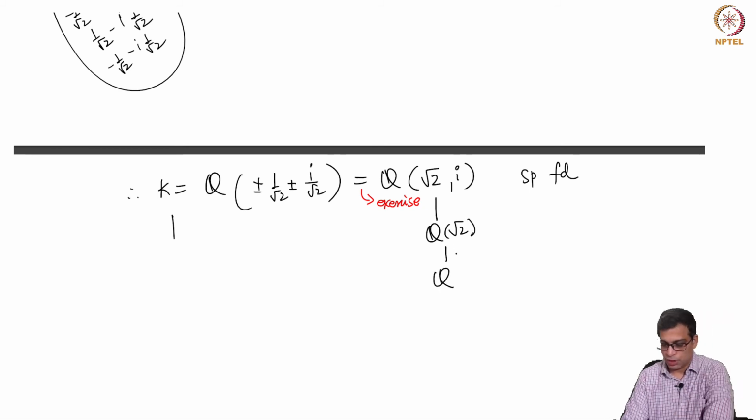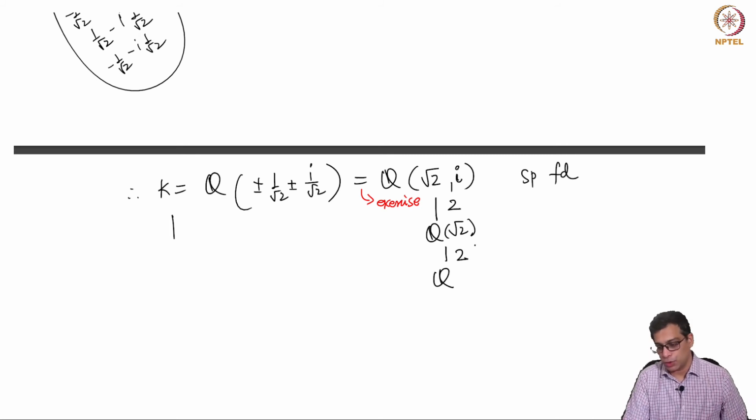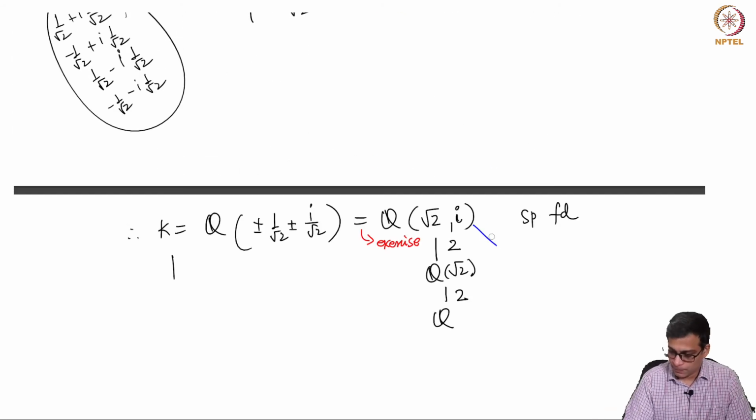Okay. So this is 2 because x square minus 2 is the irreducible polynomial. This is also 2 because i satisfies a degree 2 polynomial over Q, so it can be at most 2. So you first note that this is at most 2.